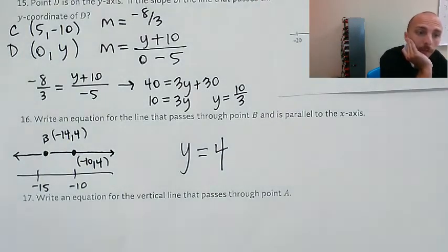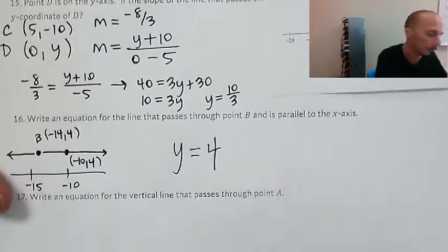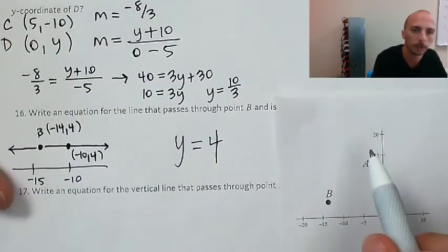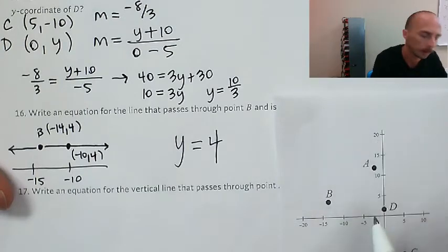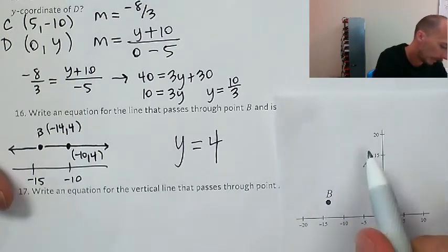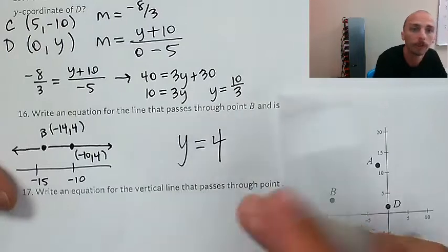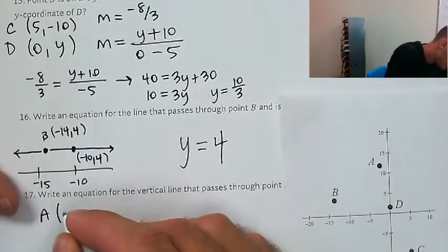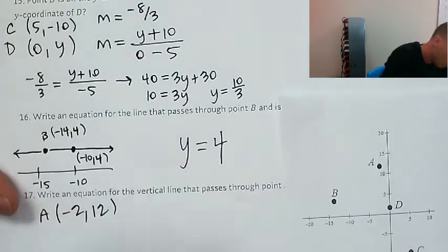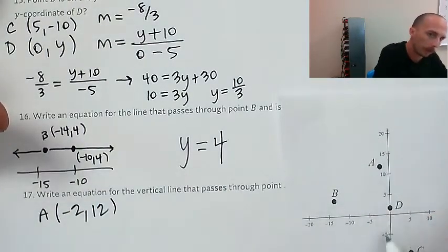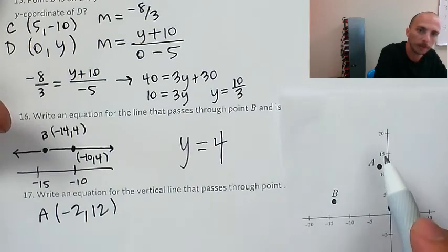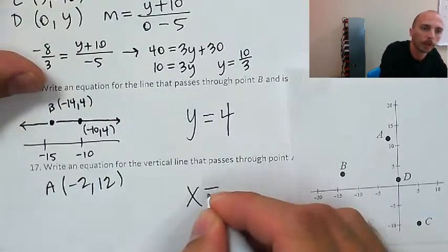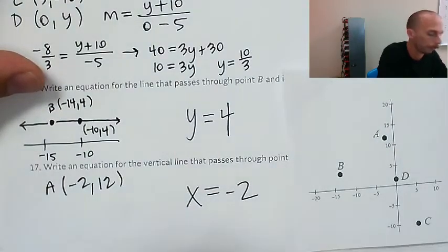And then we'll write an equation for the vertical line that passes through point A. So I'm going to just bring this back in. And A is right there, so it's going to be this vertical line. Okay, so it's going to be an x equals type equation because the horizontal equation is y equals. Okay, I just need the coordinates of A. A is negative 2, positive 12. So if I'm talking about all of the points that sit on this vertical line, it's all the points with the same x-coordinate, so it's going to be the set of points where x equals negative 2.